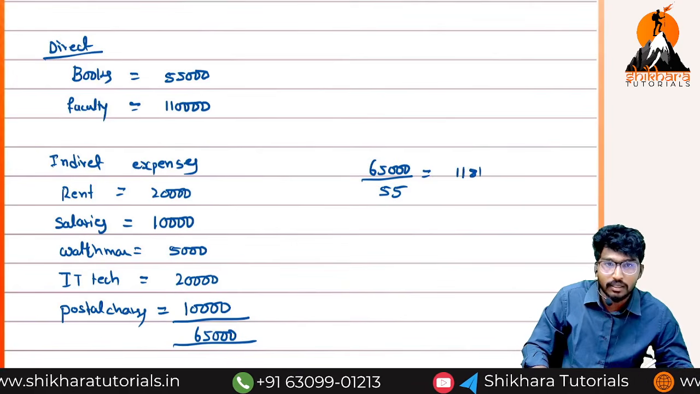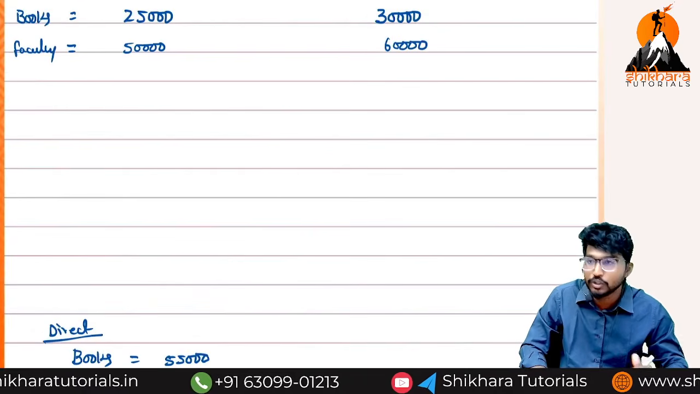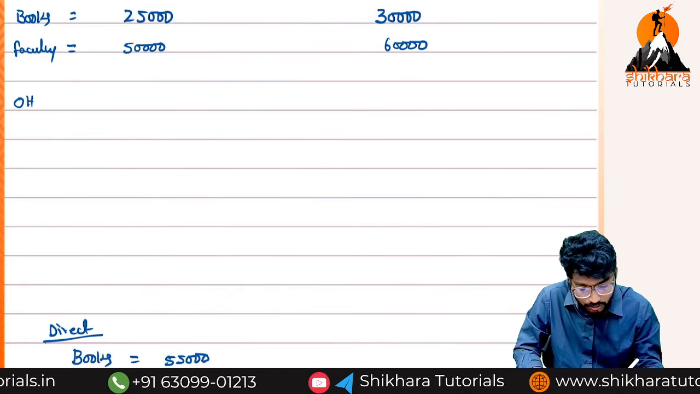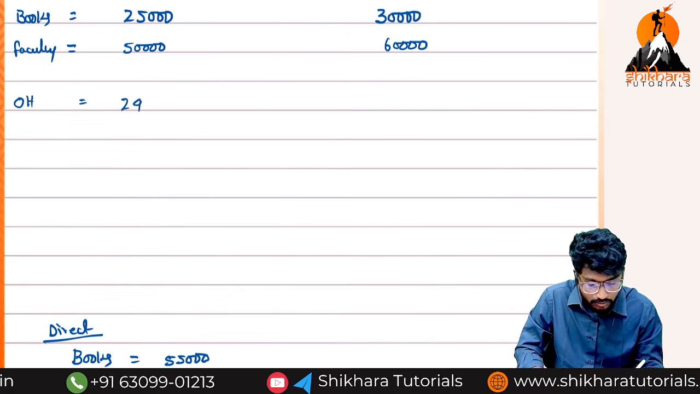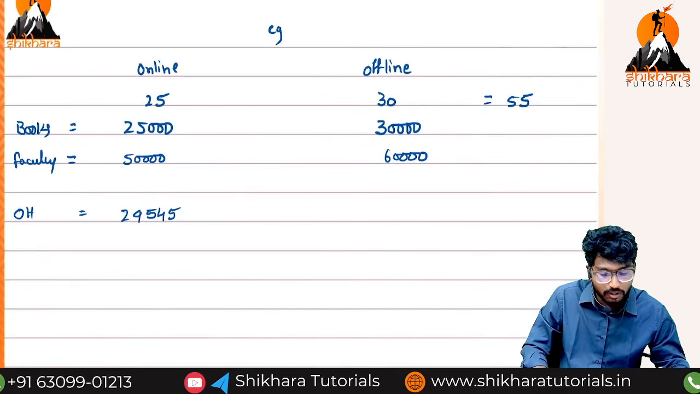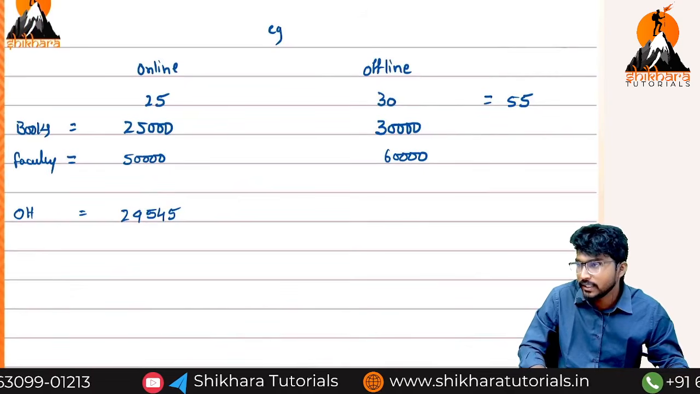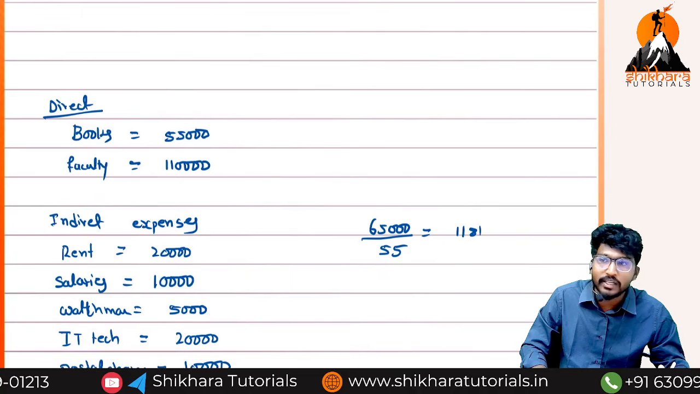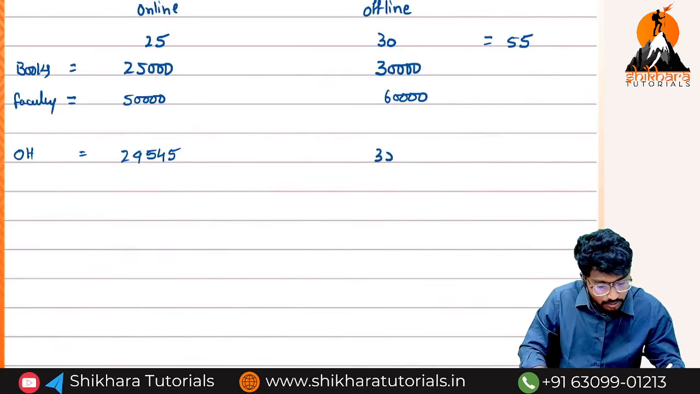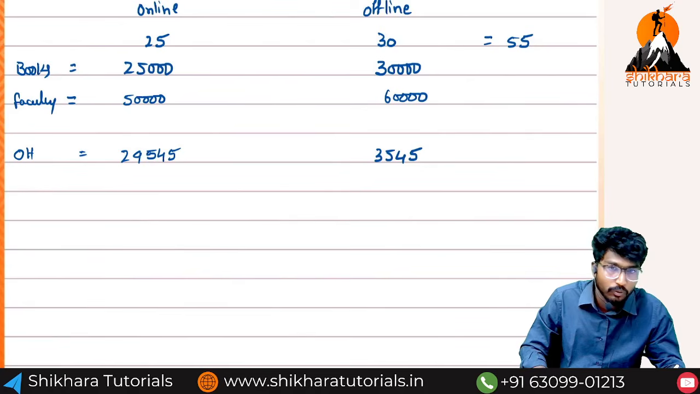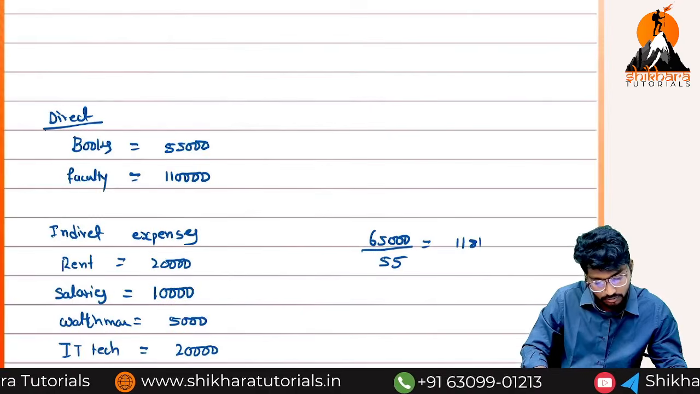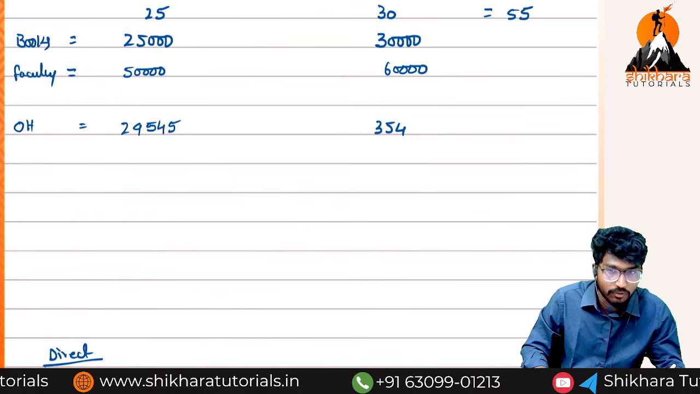1,181. That's it now for each student. Now in online, how many students we have? 25 into 25. 545. That's it now. For offline, how many students we have? 30. 30 into 1,181. 35,455. 430. 455. Correct.